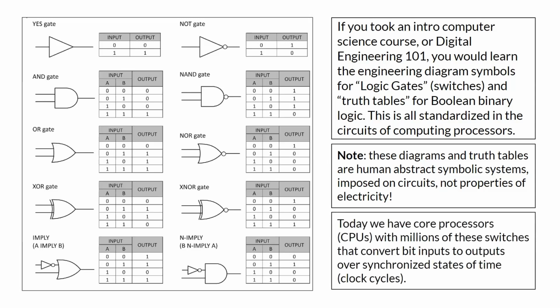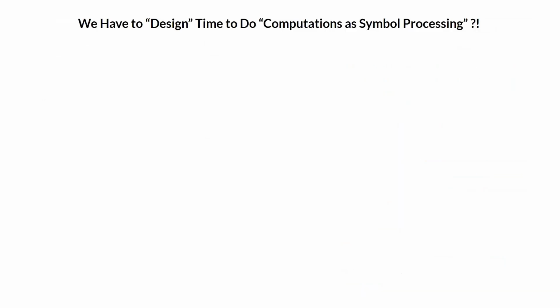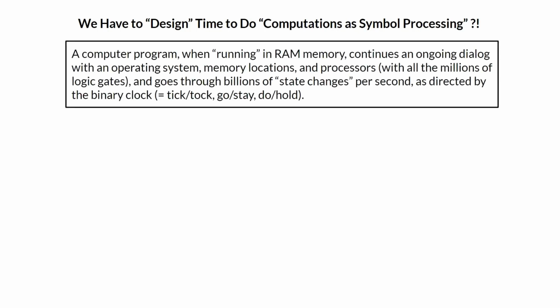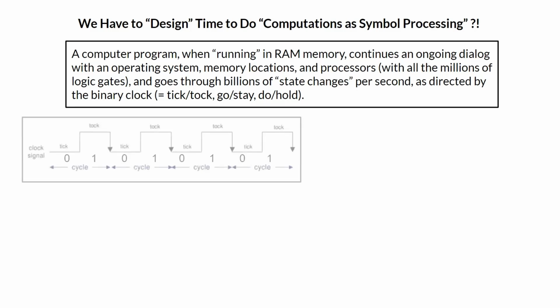Today we have core processors, the CPUs, with millions of these switches that convert bit inputs to outputs over synchronized states of time, sequences of time. We have to design time to do computations as symbol processing? Well, yes. A computer program, when running in RAM memory, continues an ongoing dialogue with the operating system, with memory locations, with the processors, all those logic gates, and goes through billions of state changes per second as directed by a binary clock. Tick tock, go, stay, do, hold.